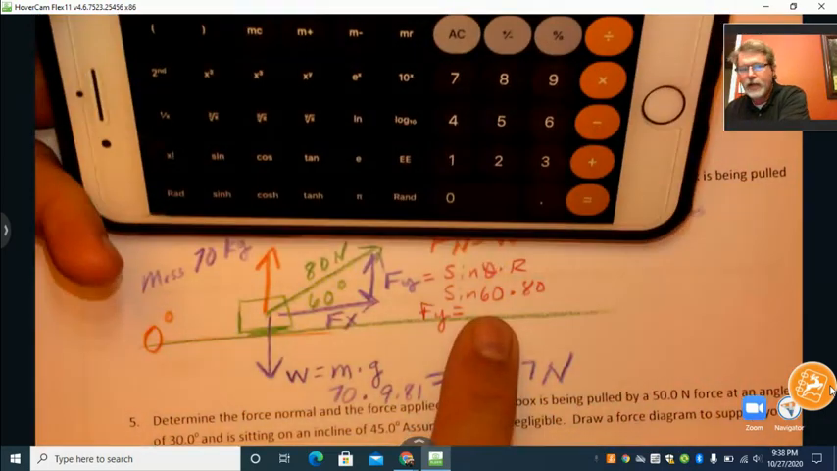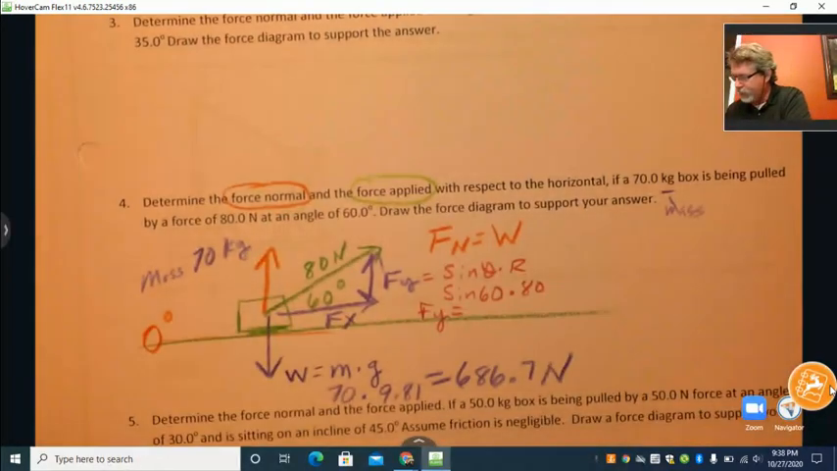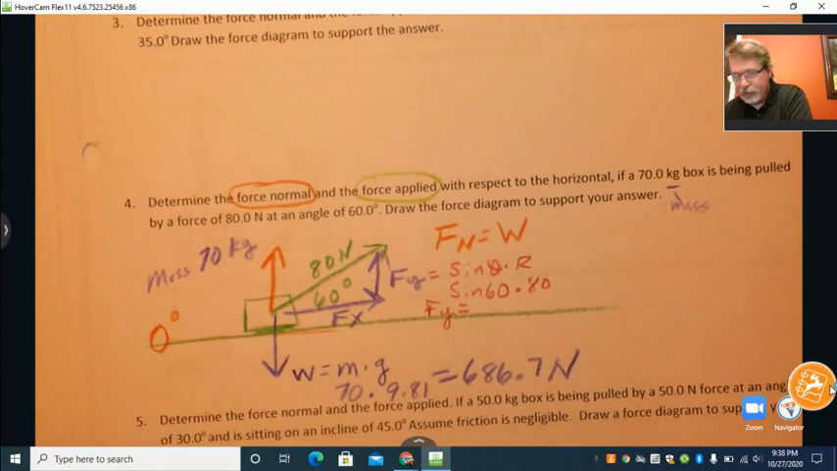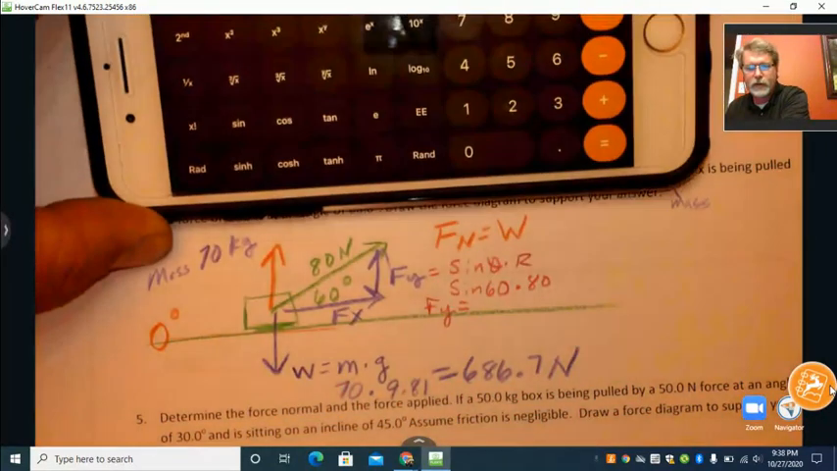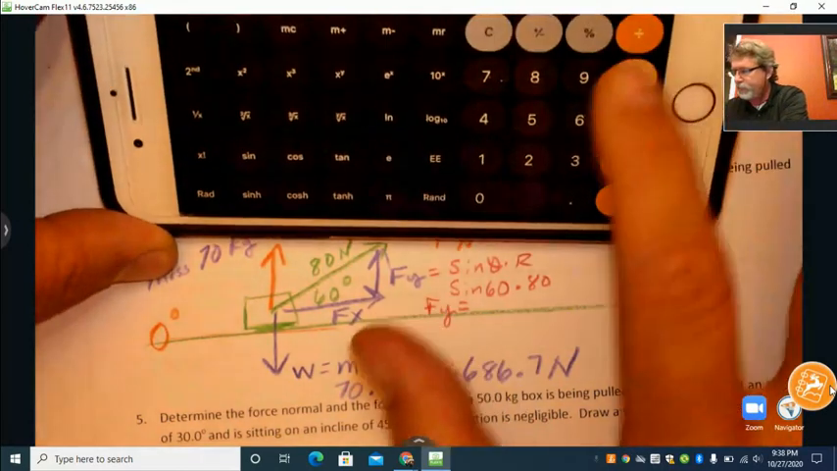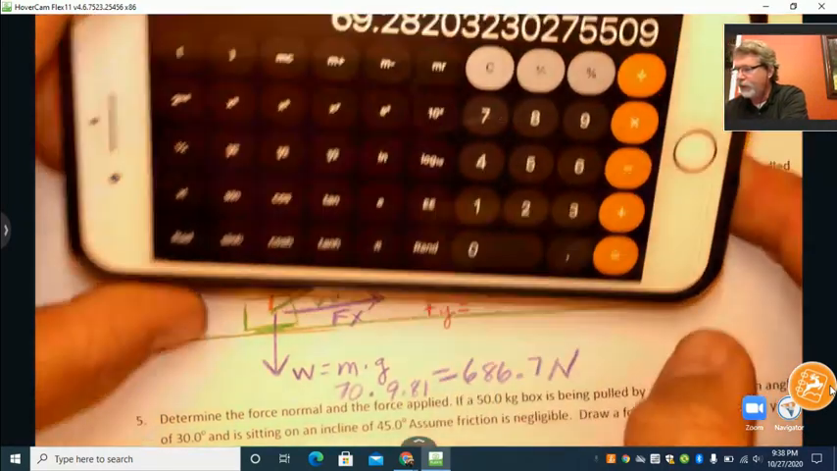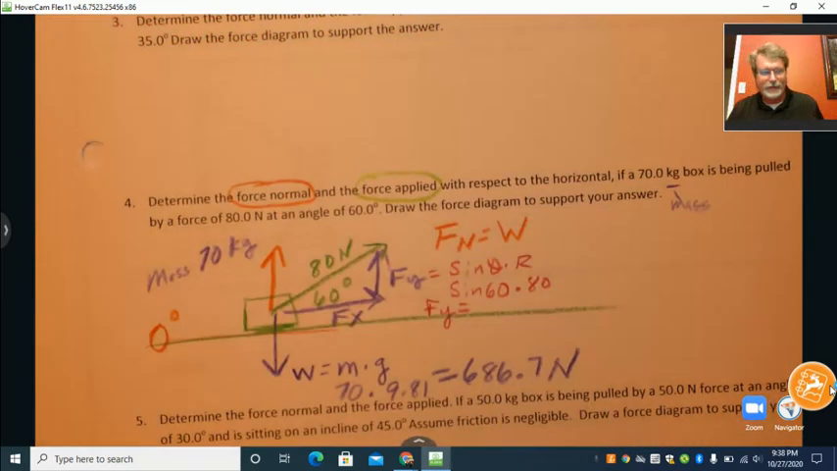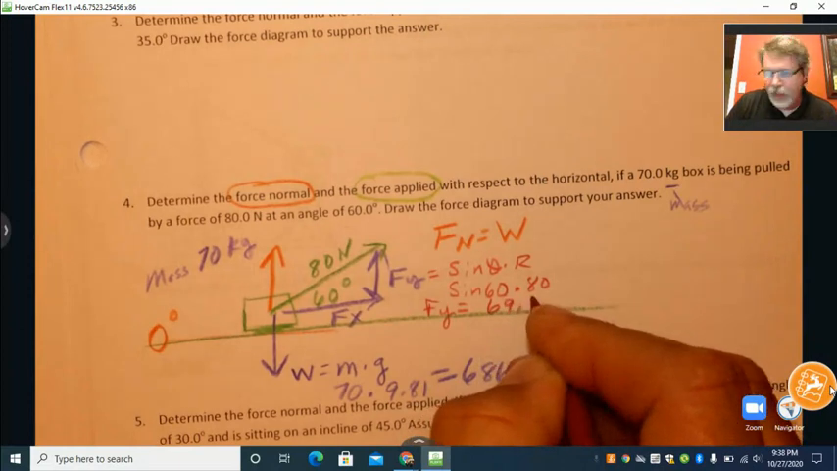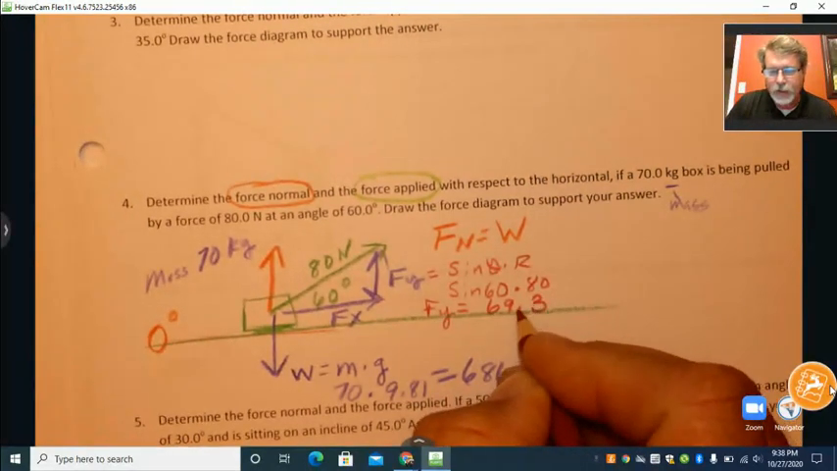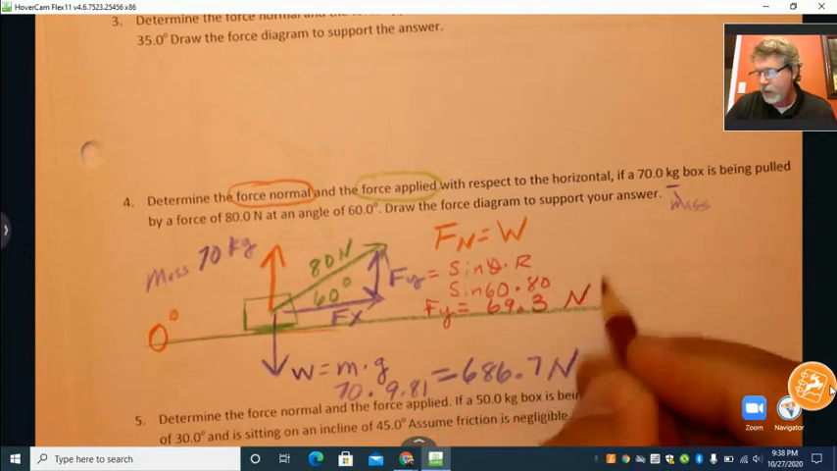Clear all that out, and we go sine of 60 times 80, and I'm getting 69.28. We'll just record that as 69.28, and that would be a Newton.